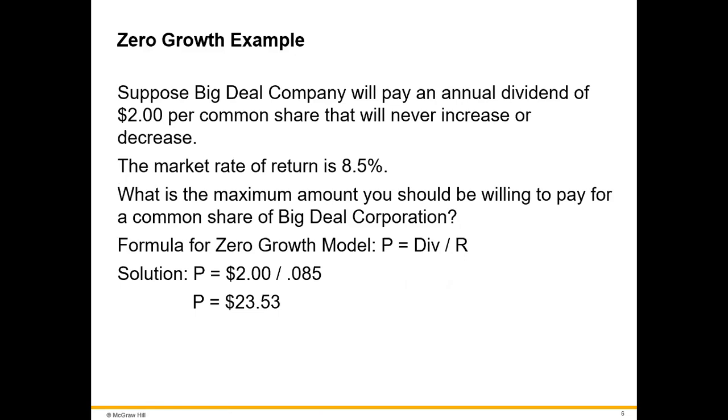Well, in this model, we just take the dividend next year, which is still going to be $2, and divide it by the 8.5% market rate of return, or required rate of return, however you want to look at it. What kind of return do I want to get as the stockholder? 8.5%, what everybody else in the market is getting. So when you do that, the most you should pay for this stock is $23.53. So that's one model of determining stock price.